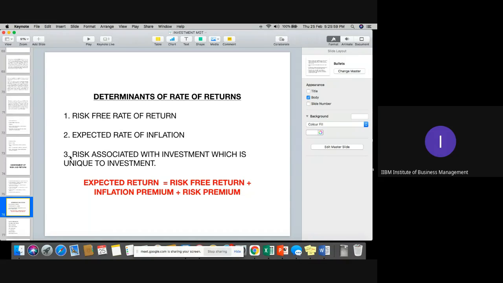And the formula for expected return would be risk-free return, the first one, plus inflation premium, plus any risk associated with the particular sector. Clear?